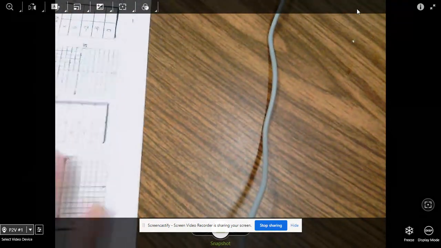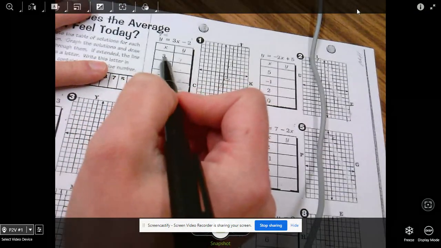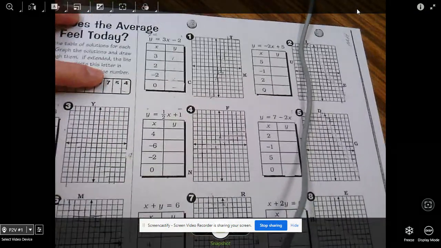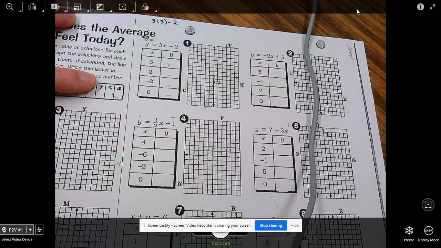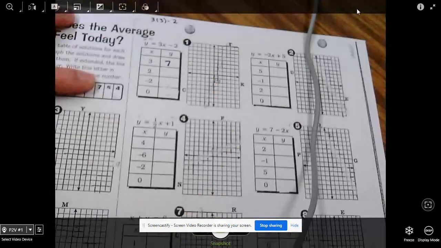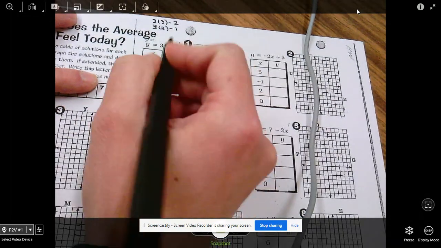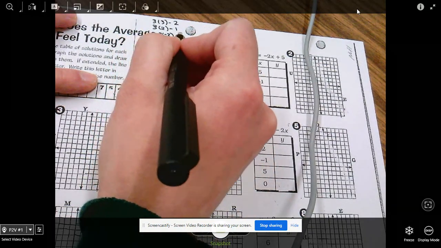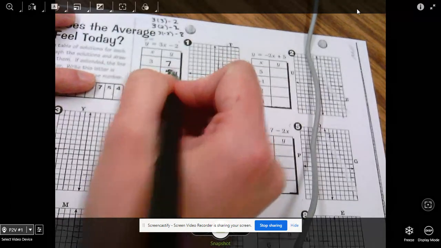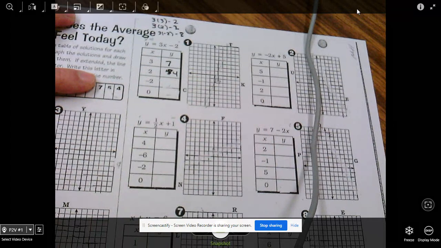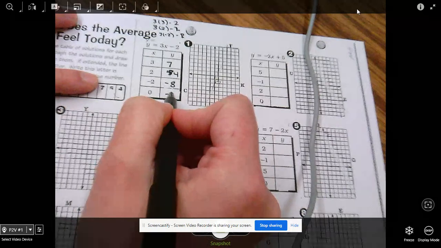So on the next page, when they want you to graph these, okay, they're giving you values. If I need 3x minus 2, sorry, you're going to have to, off to the side, do the work. Okay, that's going to be 7. When I put in a 2, that's going to be 4. When I put in a negative 2, it's going to be negative 6 minus 2, which is negative 8. When I put in a 0, I'm going to get negative 2.